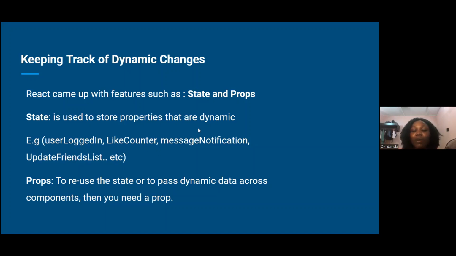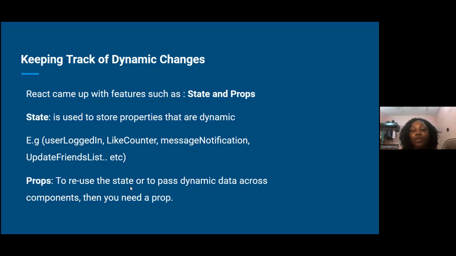Whereby a like counter, when you click on the love button on Instagram or the like feature on Facebook, there should be an echo around the whole website that you have clicked on this particular content before. So wherever you see this content, a like should still remain there. A message notification, how does it know that there are currently 4 notifications? Those dynamic changes are saved in a state.